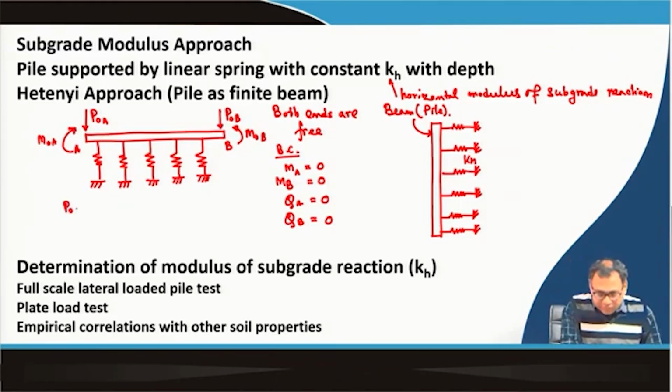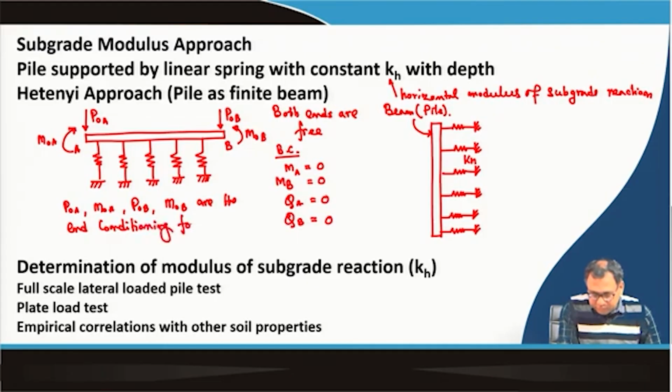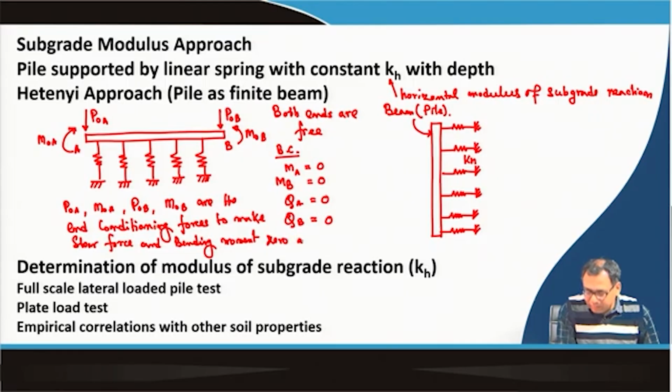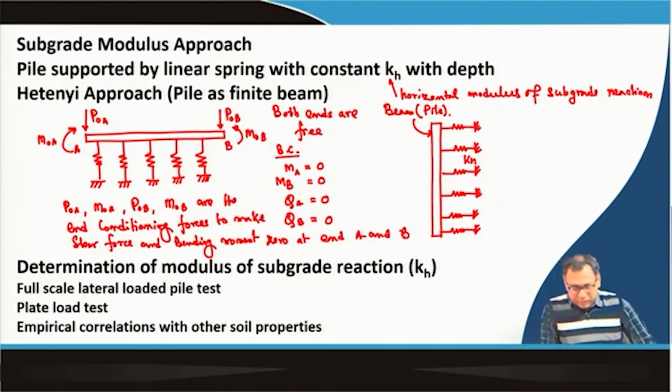So, that means this P0A, M0A, P0B, M0B are the end conditioning forces to make the shear force and bending moment zero at end A and B. Okay. So, this is the concept.